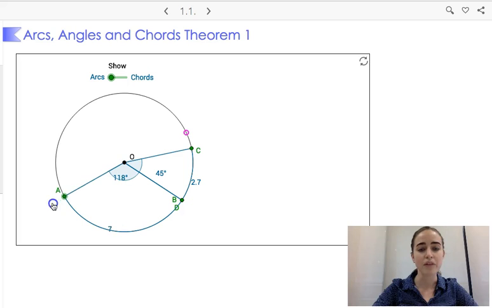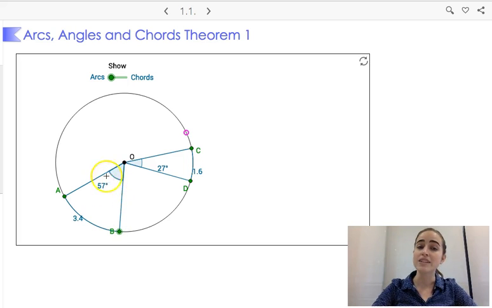Now we could also play with this the same way if we made, now I'm overlapping things. If we were aiming to get these angles the same, so if we move this until it's got an angle of 57, then our lengths will be the same. So it works both ways.